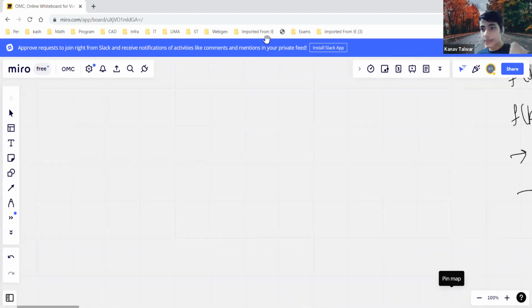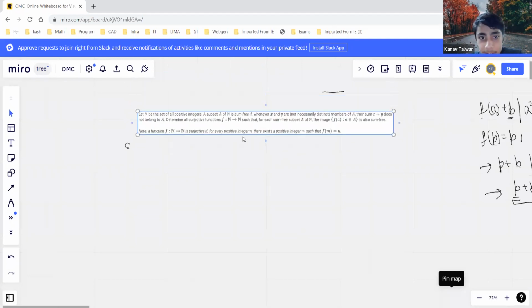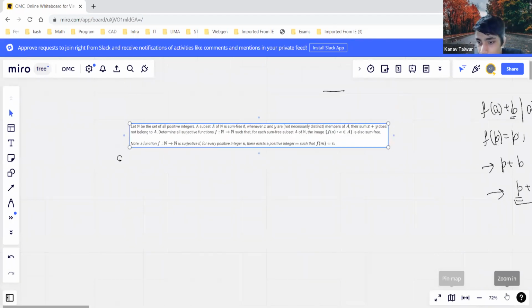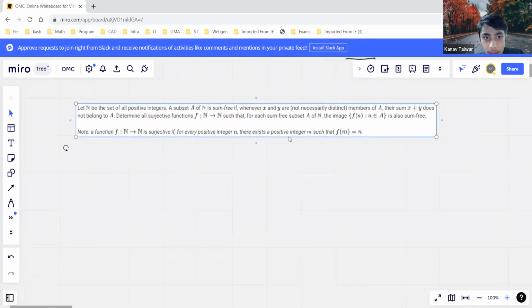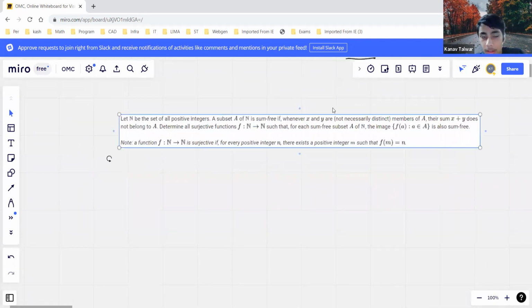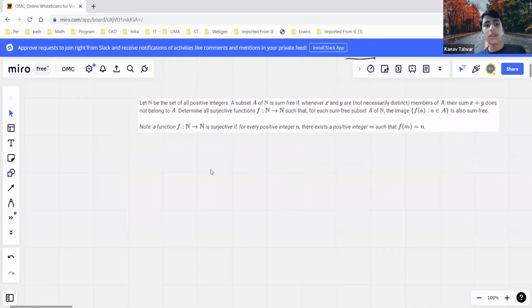So next problem. Is the problem visible?